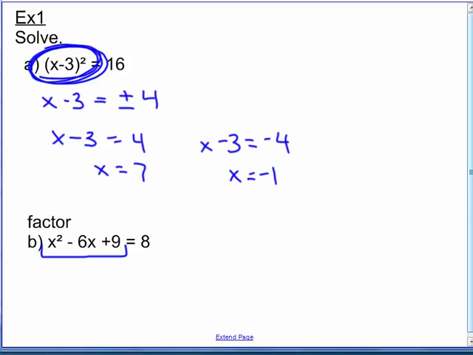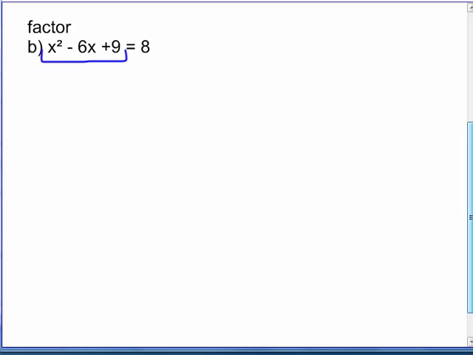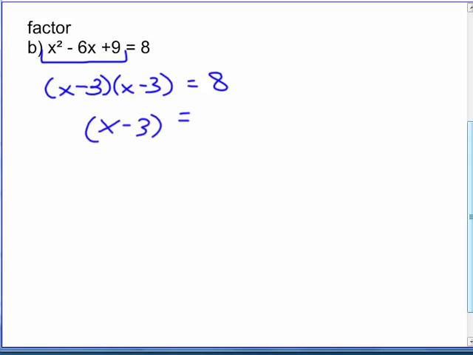So typically when we do this, we'd probably move the 8 over, get it equal to 0. Well, in this one, we're going to factor that trinomial on the left. So I have x squared minus 6x plus 9. That factors into x minus 3 times x minus 3. Now that's nice because I can write that as x minus 3 quantity squared equals 8.